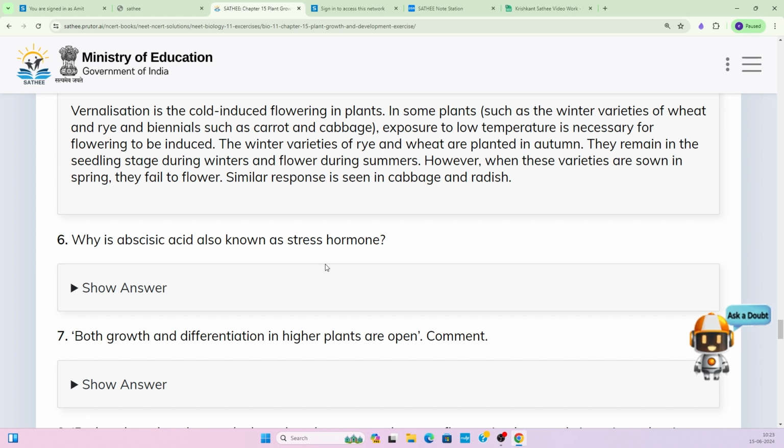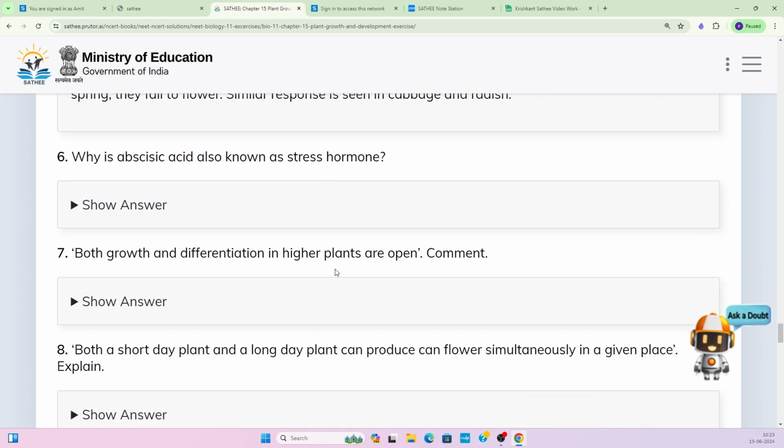Okay, so in these plants, exposure of the plants to low temperature is required. The winter varieties of rye and wheat are planted in autumn, so they remain in the seedling stage during the winter and flower during the summer. However, when these varieties are sown in the spring, they fail to flower. Similar responses are seen in cabbage and radish also.